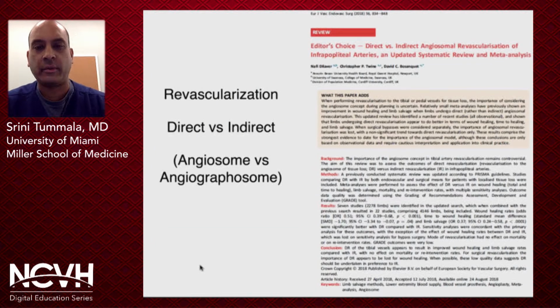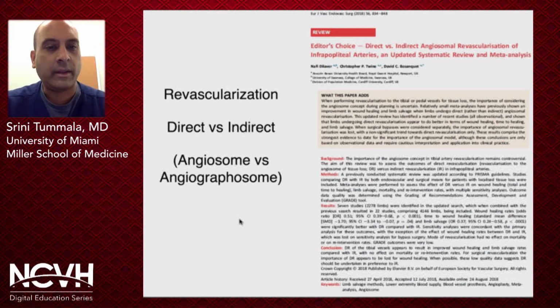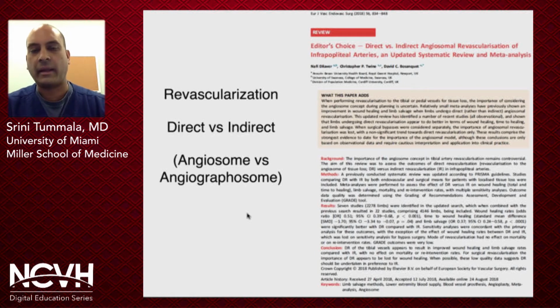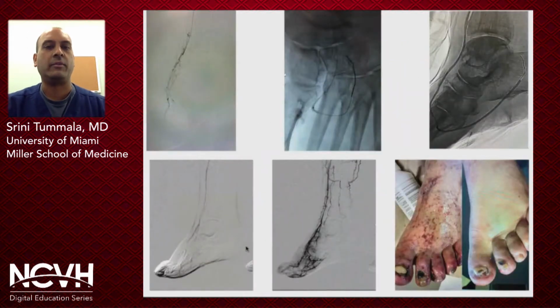Another concept that's very important when dealing with below knee, and even below ankle interventions, is direct versus indirect revascularization. I like to think of direct revascularization as the angiosome concept. In other words, I'm opening up a vessel that's directly in line with the abnormality that I'm dealing with, versus the angiographosome concept, which means I'm doing the angiogram and saying, even though there's not a specific blood vessel going to that area, collaterals from another blood vessel that I didn't expect are supplying that territory. And I'm going to show you two examples of those.